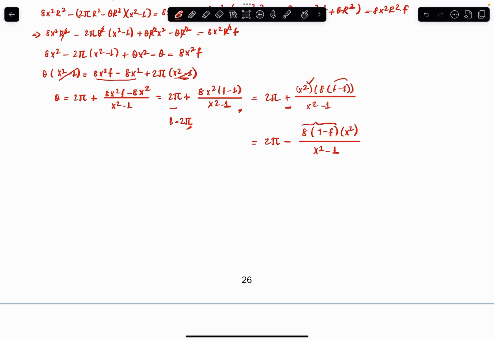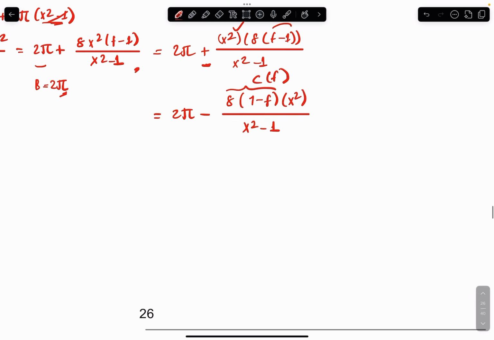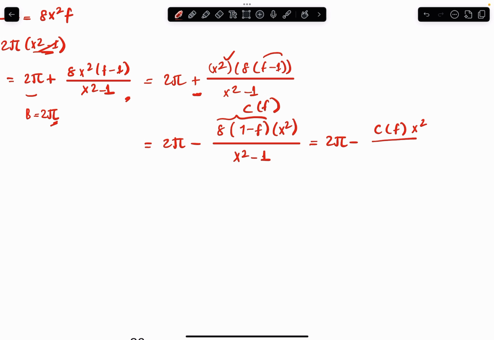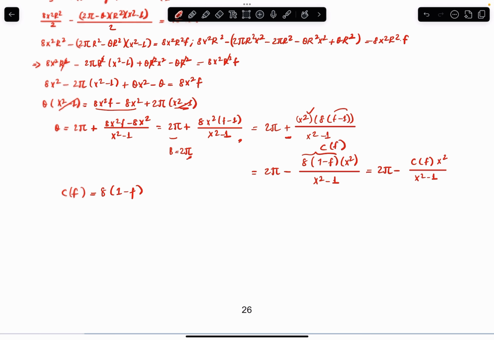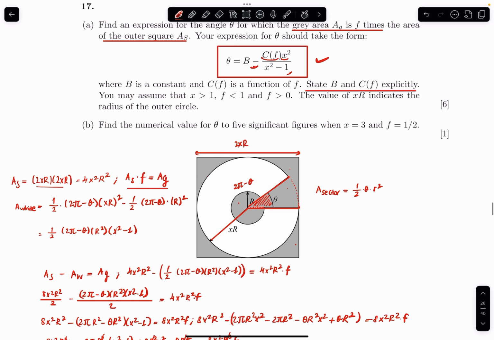So from here you can see that CF, the function of CF that we were supposed to find, is going to be 8 times 1 minus f. And this equals 2 pi minus CF x squared over x squared minus 1, CF being 8 times 1 minus f. And this gives us the equation that we should have found here.